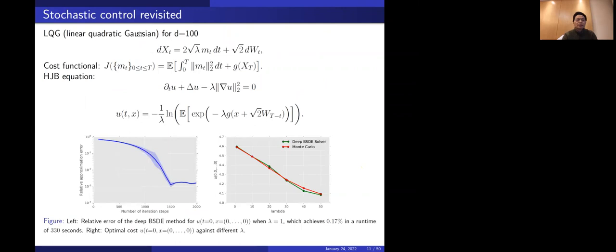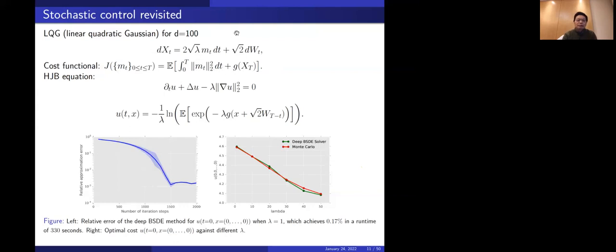This is a very simple linear quadratic Gaussian control problem. Again, it's a control problem, but it's continuous time where M is the control, W is the Wiener process, and lambda is just a fixed parameter. People try to solve this problem in 2 and 3 dimensions. Here we try to solve it in 100 dimensions. Sorry, I forgot to mention that the cost function is just the simple cost function.